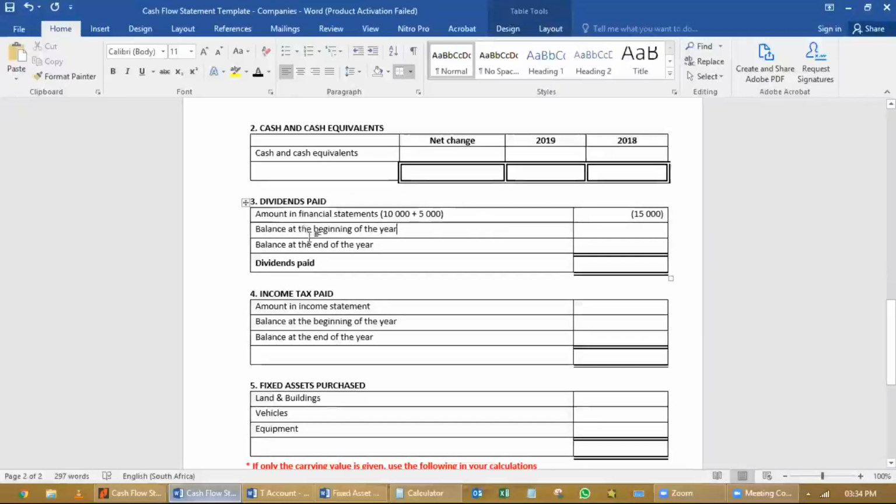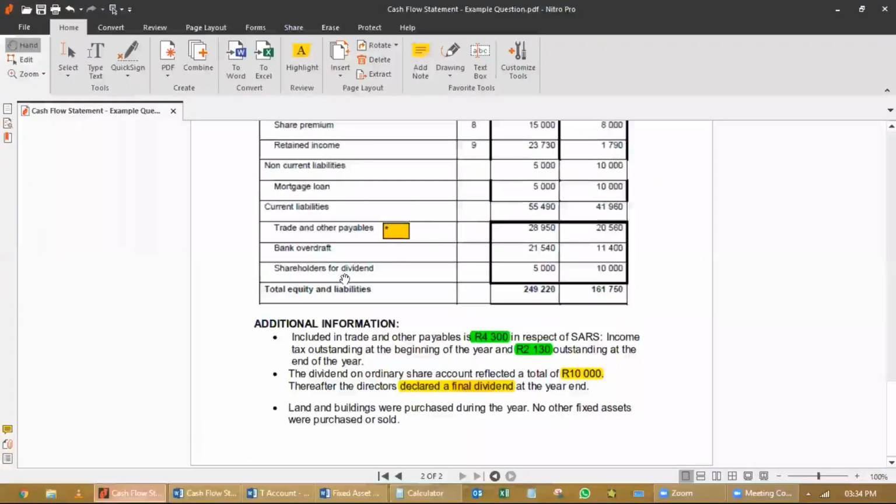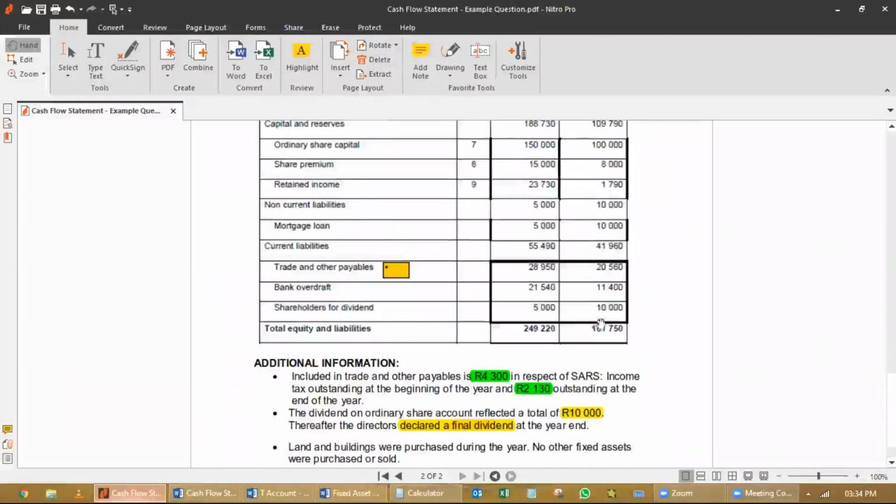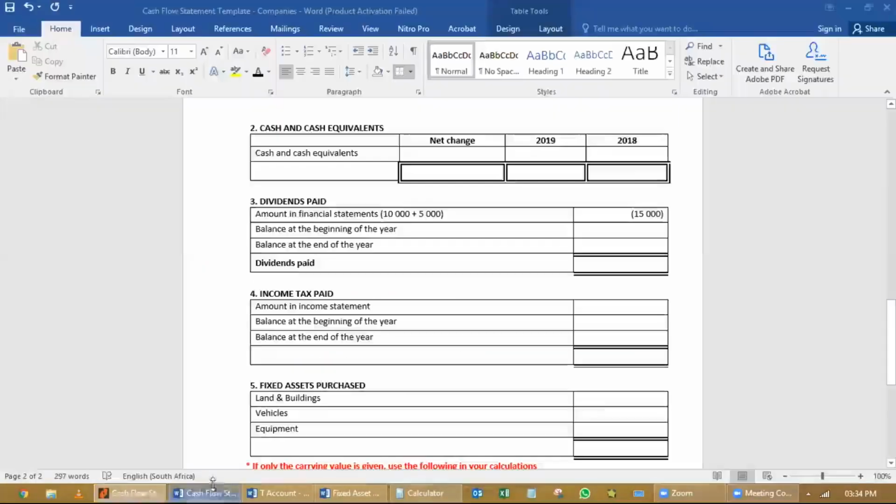And then dividends at the beginning of the year. So that's just easy. These two figures will be your shareholders for dividends. So how much have you paid them, or how much do you owe them at the beginning of the year? How much did you owe them at the end of the year? All right. If you look at this, and that's why I said again, beginning, end. So at the beginning of the year, I owed them 10,000 Rand, which I then paid. All right. So my balance at the beginning of the year was 10,000 Rand.